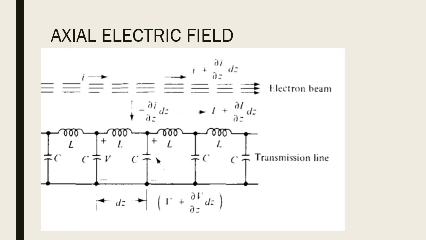Now to understand the working of TWTA, I hope you remember we had a helical structure. We are going to understand about the axial electric field, meaning what does that helical structure do? When we are looking at the helical structure, the equivalent circuit of the helical structure looks like a transmission line. That is the most surprising thing. It looks like a transmission line, which is nothing but a combination of inductor in series and capacitance in parallel.